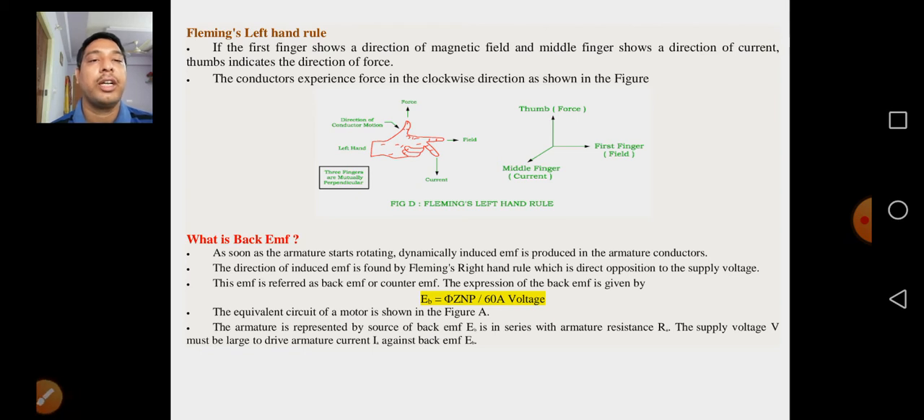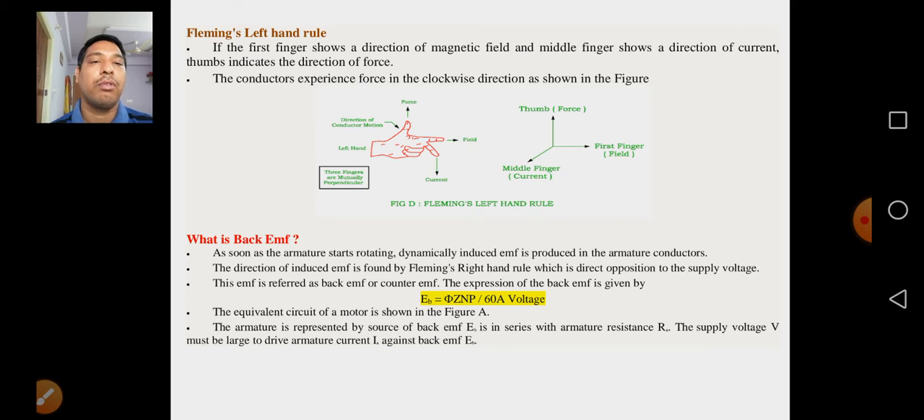So that's why we call the EMF which is produced in case of a motor the back EMF or counter EMF. And what is the expression of this back EMF? Similarly, what we derived in case of DC generator, EG is equal to phi Zn by 60 into P by A volts. The same value, phi Zn by 60 into P by A, is also the back EMF value in the case of a motor.